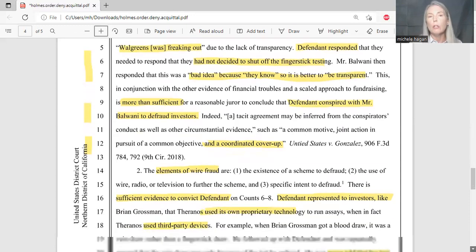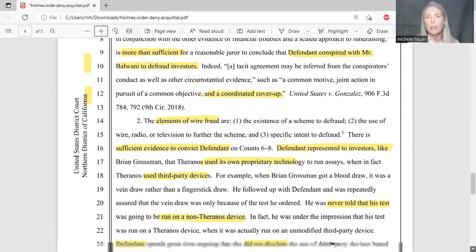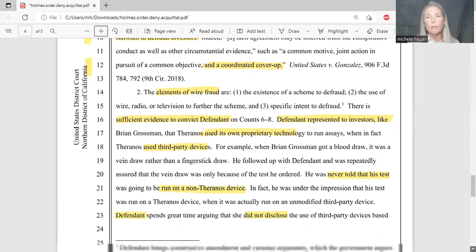Then the judge went into the elements of wire fraud, the existence of a scheme to defraud, the use of wire, radio, and television to further the scheme, and a specific intent to defraud. There is sufficient evidence, the judge ruled, to convict Elizabeth Holmes on those 3 investor counts. Holmes represented to investors like Brian Grossman that they were using Theranos technology when in fact they were using third-party devices. That was very incriminating.